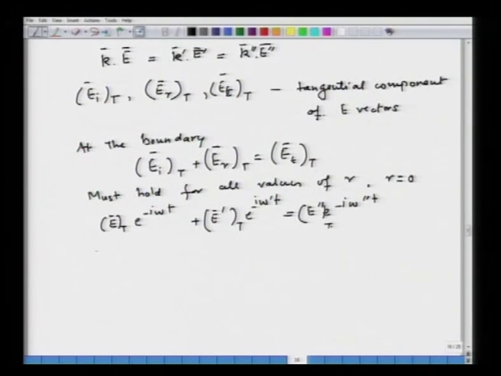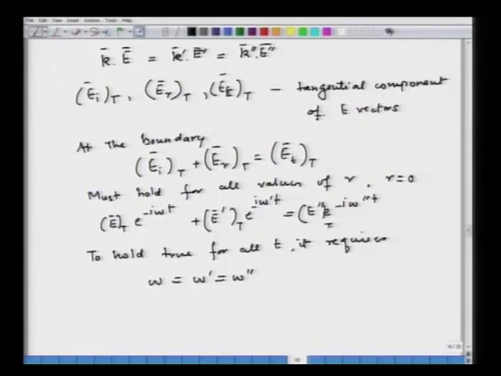Now, for this equation to hold true for all t, it requires omega to be equal to omega prime, equal to omega double prime. And hence, although we did not assume in the beginning that the frequency is going to remain unchanged, it turns out that upon reflection from a sharp interface, the frequency of the reflected and refracted light is going to be the same.